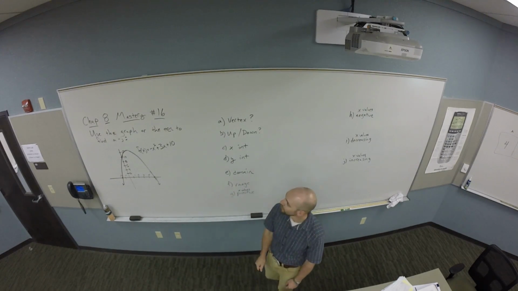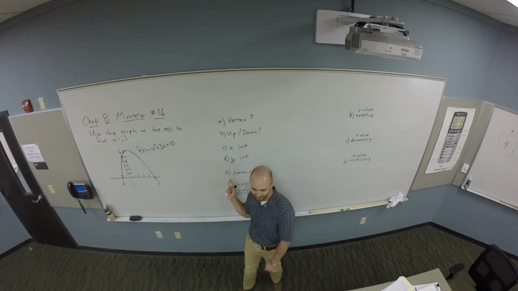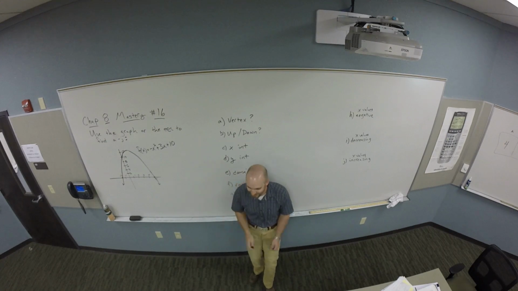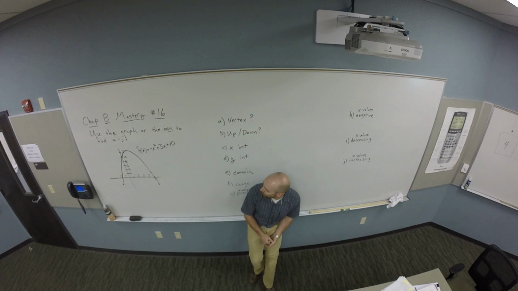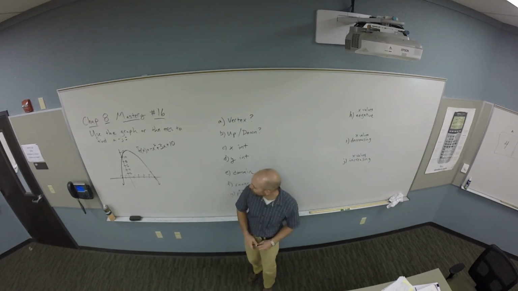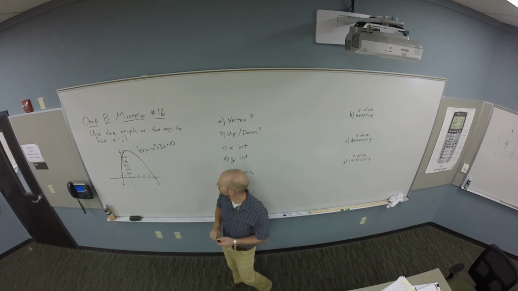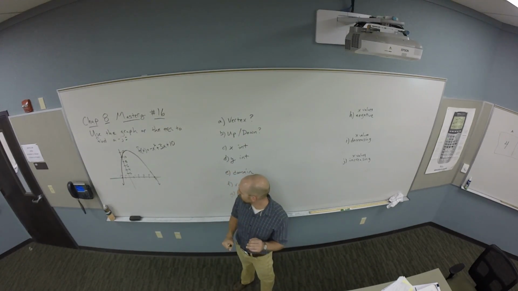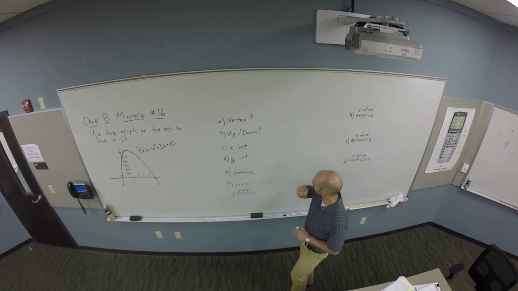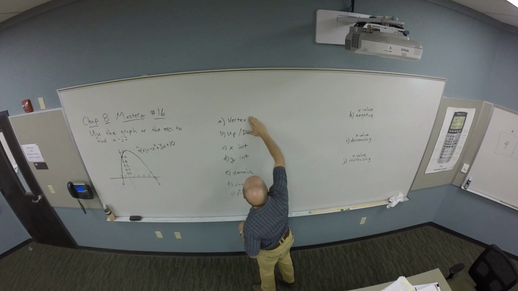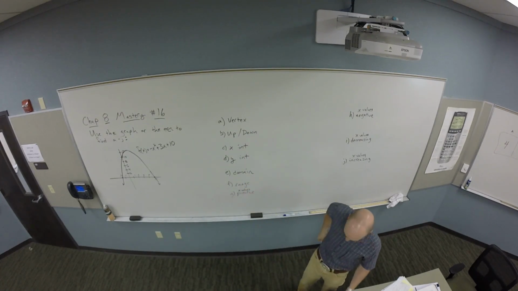Okay, so on number 16, on the Chapter 8 Mastery exam test, I want to use the graph or the equation to find parts A through J's answers. They give me a graph of a parabola, and they told me the equation was minus x squared plus 3x plus 10. You guys, I have questions on some of these and not on others. Let's answer in a different color.